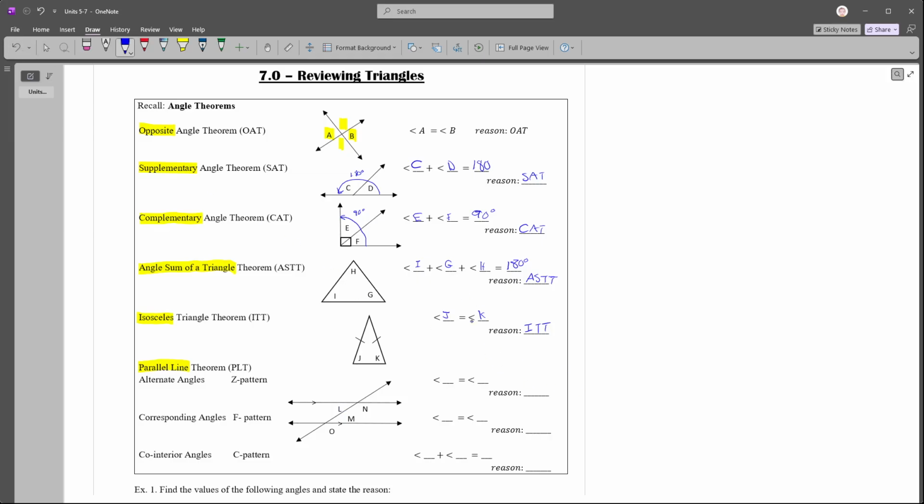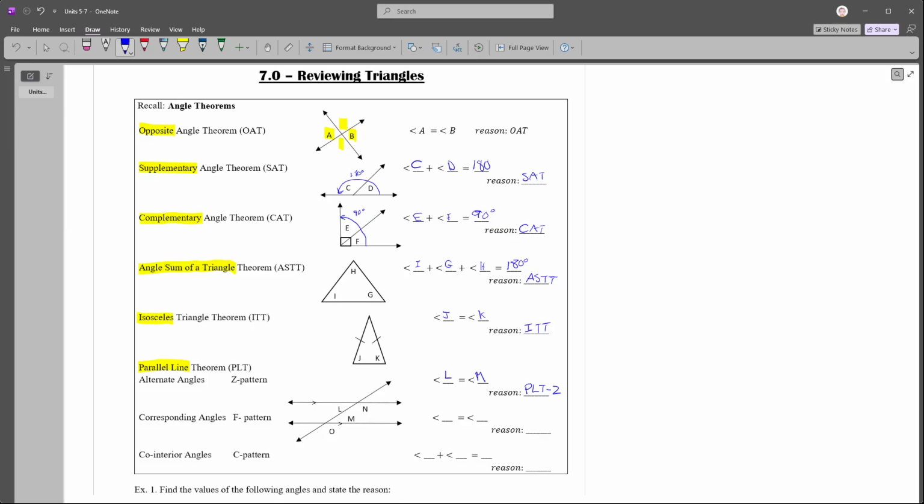Let me just write this out. Angle L is going to be equal to angle M. The way that we write this as a parallel line theorem is PLT-Z. So we call this the Z pattern. You can see that it's alternate angles. It means the opposing angles on the inside of the Z.